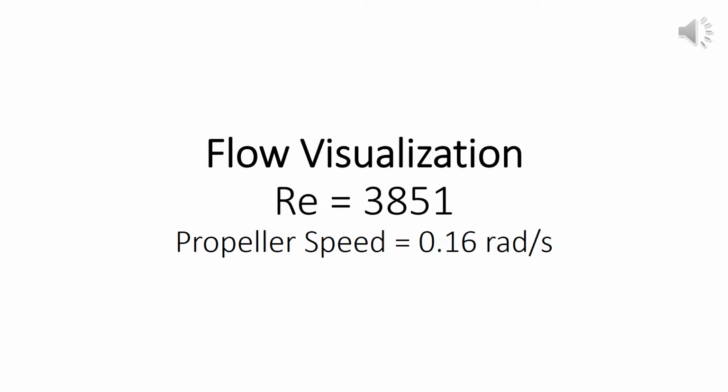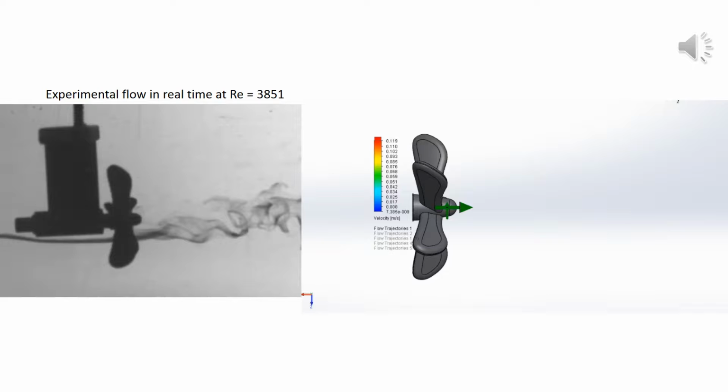This is a flow visualization at the Reynolds number of 3,851. The propeller speed in SOLIDWORKS was set to a rotation of 0.16 radians per second. On the left-hand side is the video from our experimental results in the water channel, and on the right-hand side are the streamlines for our SOLIDWORKS flow simulation. As you can see, the streamlines in the simulation tend towards the center of the propeller, as also seen in the water channel.